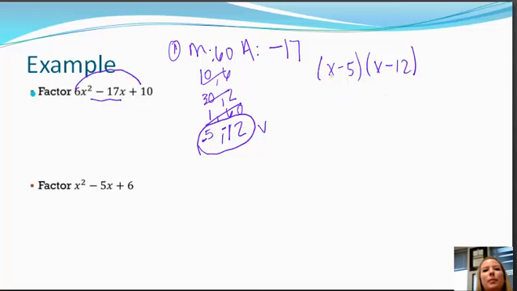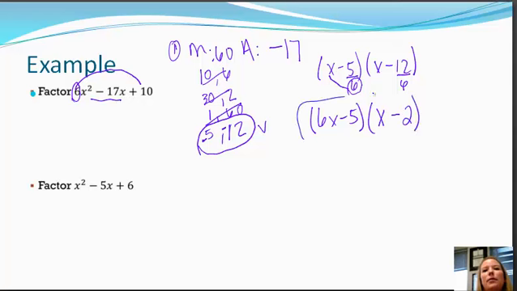Alright, don't forget, at this point you're dividing by your a value, which is 6. So I'm going to divide the 5 by 6. I'm going to divide the 12 by 6. On this side, that doesn't reduce, so the 6 will come to the front, so it'll be 6x minus 5. On this side, negative 12 divided by 6 is negative 2, so it'll be x minus 2.